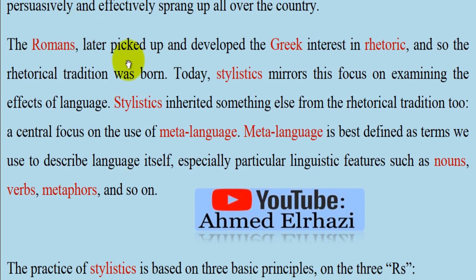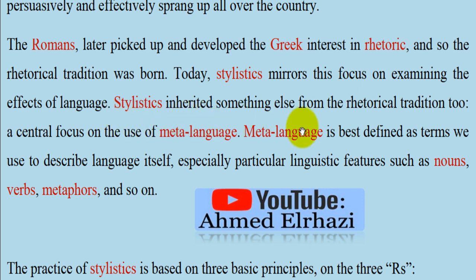The Romans later picked up and developed the Greek interest in rhetoric, and so the rhetorical tradition was born. ومن بعد الرومانز خداو تا هما هاد فن الخطابه من عند الاغريق و ديفلوباو ولا عندنا the rhetorical tradition. Today, stylistics mirrors this focus on examining the effects of language. واليوم هاد stylistics تنقراو فقط ما هي إلا انعكاس لداكشي, يعني انعكاس الeffects ديال اللغة.